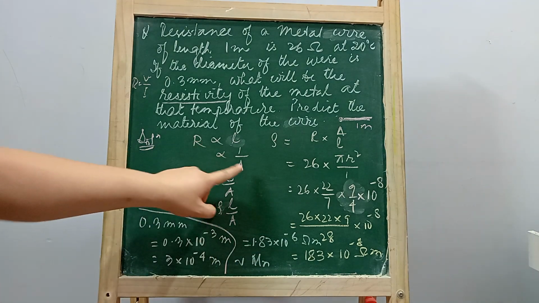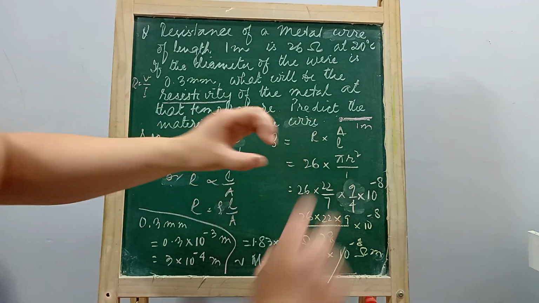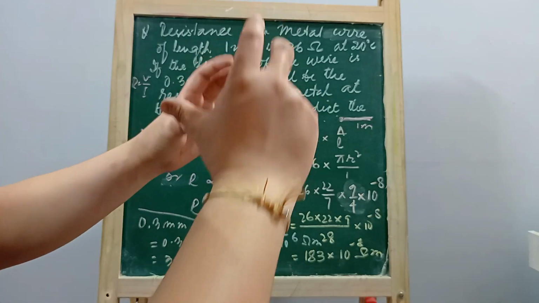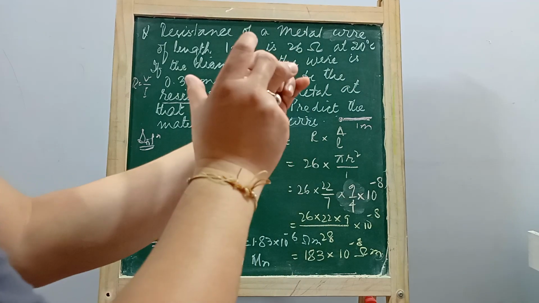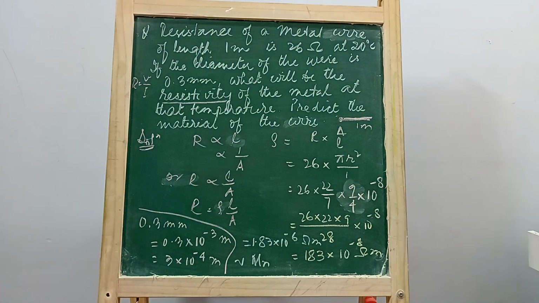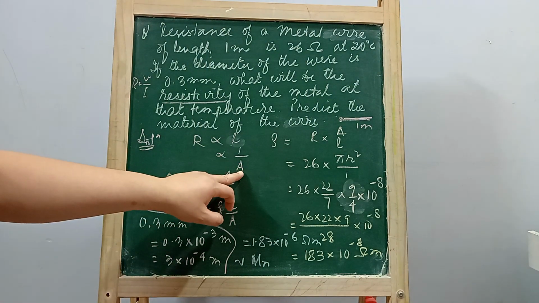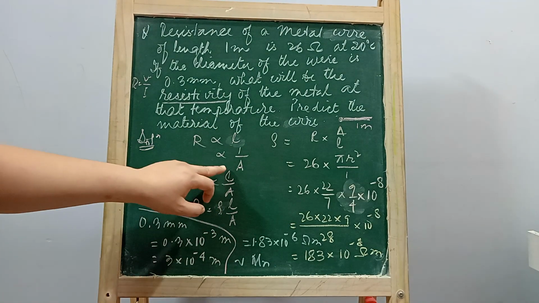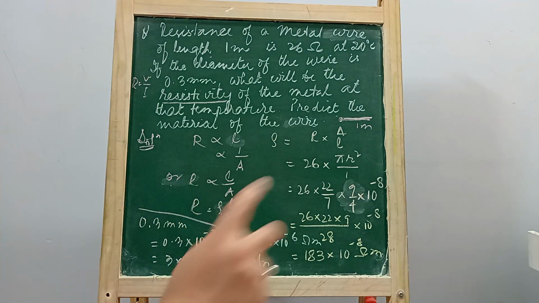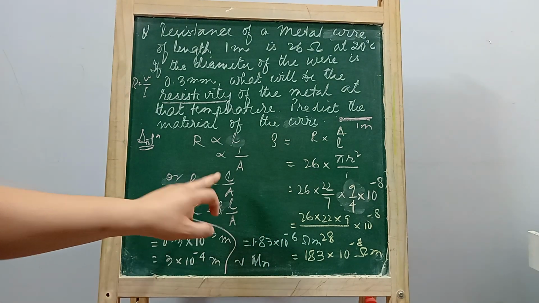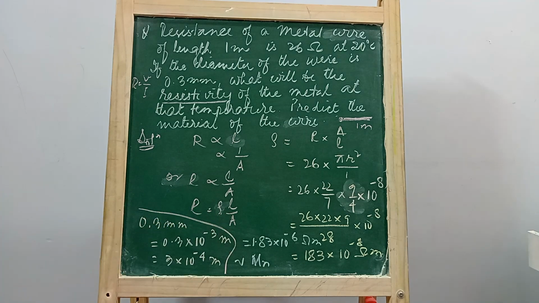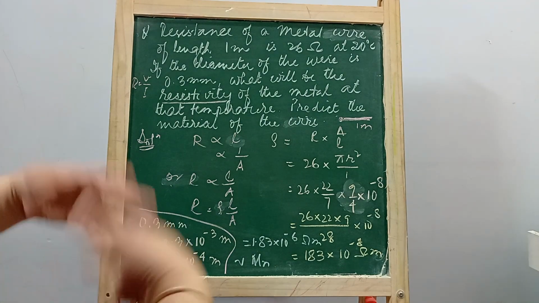Similarly, it is inversely proportional to cross section area. Considering that the length is the same, if the cross section area is more, the resistance will be less. If the cross section area is less, the resistance will be more. So it is inversely proportional to cross section area. Combining these two, resistance is directly proportional to length and inversely proportional to the cross section area. If we convert this proportional sign to equal to, then we need to put a constant, and this constant is known as the resistivity of the material at that particular temperature.